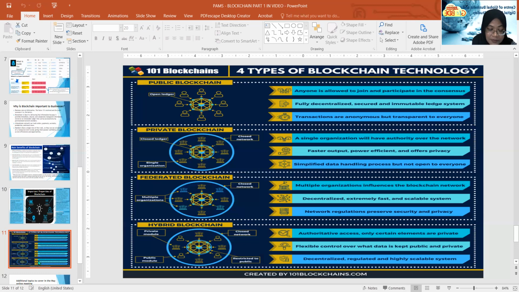Finally, we have hybrid blockchain. Hybrid blockchain might sound like a consortium blockchain, but it is not. However, there can be some similarities between them. Clear differences include the number of organizations involved and that hybrid blockchain is regulated.